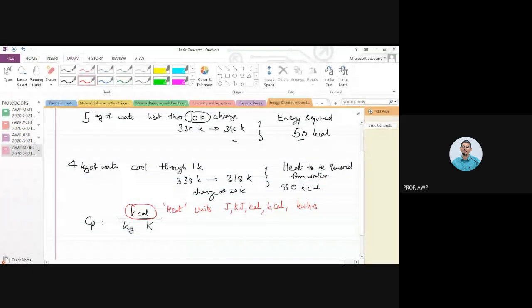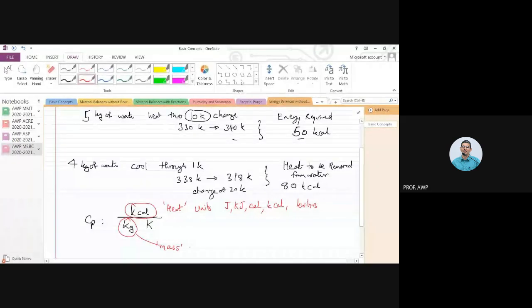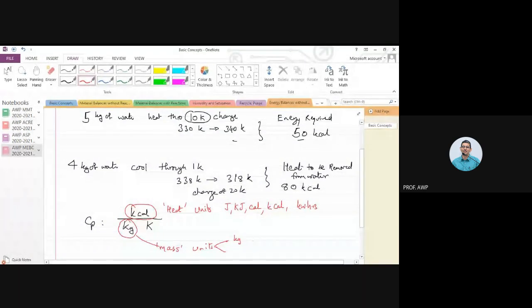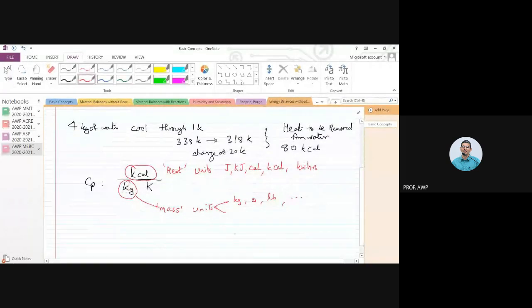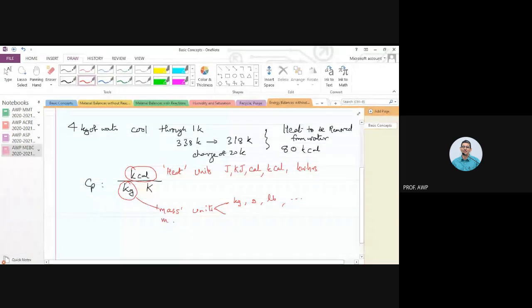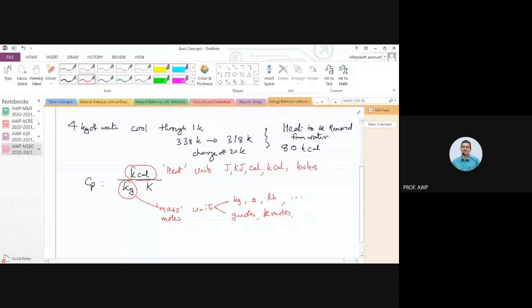It is per unit mass or per unit mole. So it is mass, right? You could have units in terms of kgs, in terms of grams, in terms of pounds, right? Or you could have mass represented not as an amount in kilograms, but in terms of the amount of moles. So you could have gram moles, kilomoles, pound moles, right?